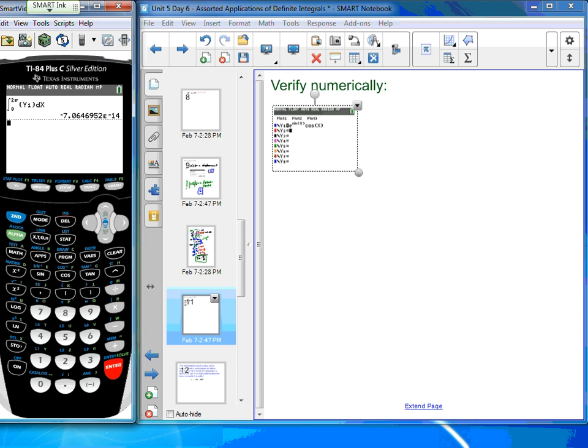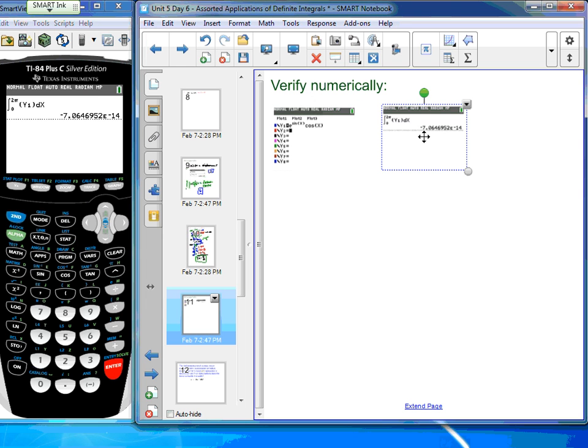How do we do? Negative 7. That doesn't even look close. Oh, yeah, it does. Times 10 to the negative 14th is 0.00001307. That's your calculator telling you 0. All right, good. So displacement we got verified.